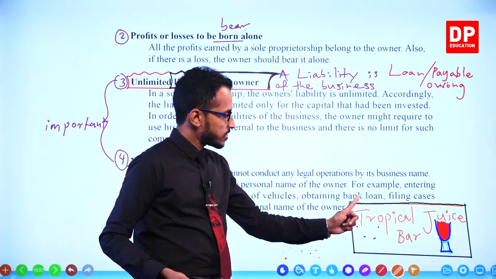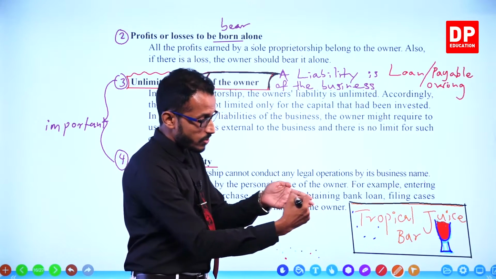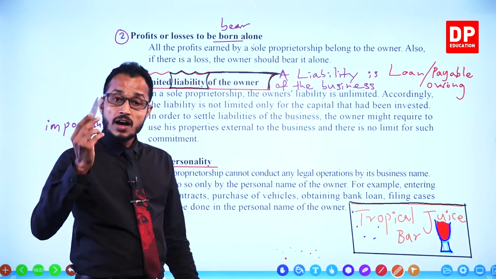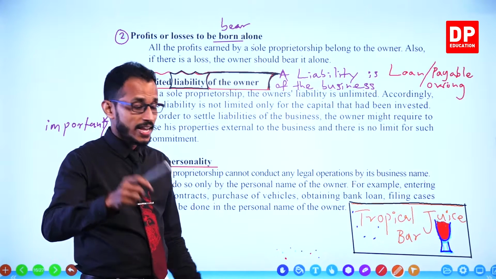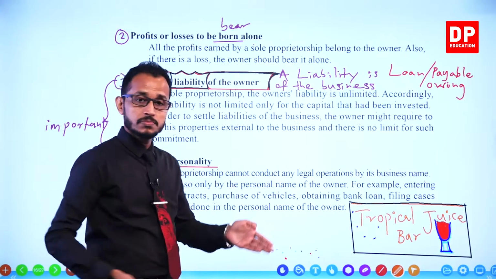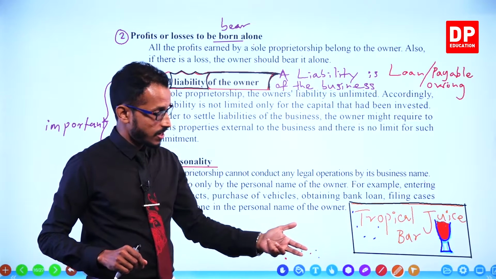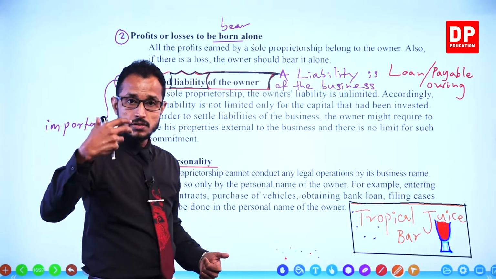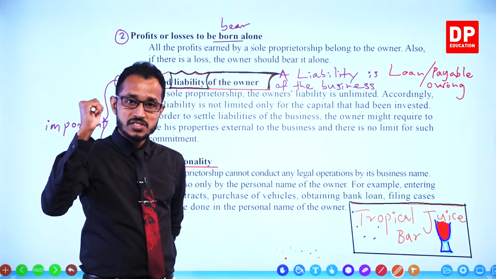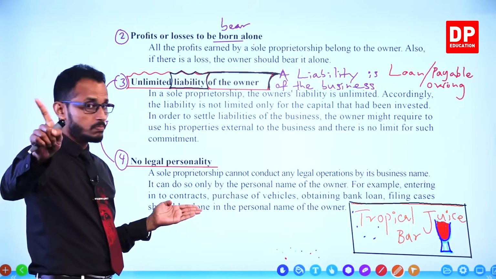because the business does not have a legal personality. The business cannot enter into agreements. Simple. There are businesses that can enter into legal agreements. The business can buy lands, vehicles, go into legal agreements with other businesses when the business has a legal personality. But here, no legal personality.